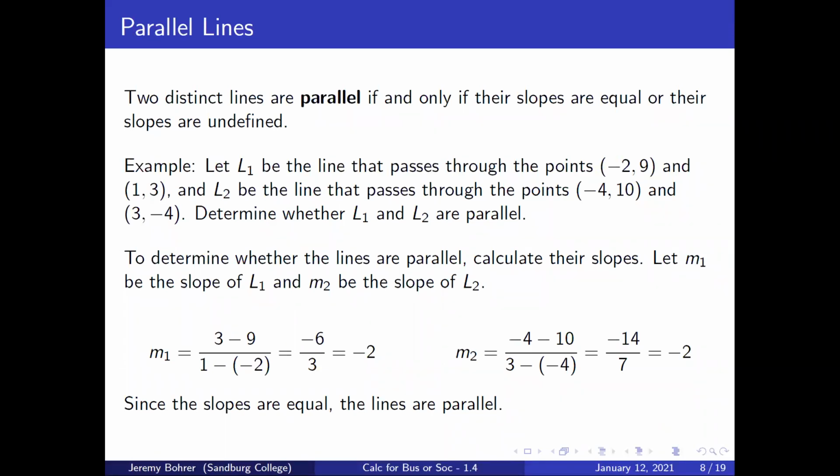To determine whether the lines are parallel, we calculate their slopes. Let M1 be the slope of L1 and M2 be the slope of L2. So M1 is 3 minus 9 over 1 minus negative 2, which is negative 6 over 3, or negative 2. M2 is negative 4 minus 10 over 3 minus negative 4. That's negative 14 over 7, or negative 2. The slopes are equal, so the lines are parallel.